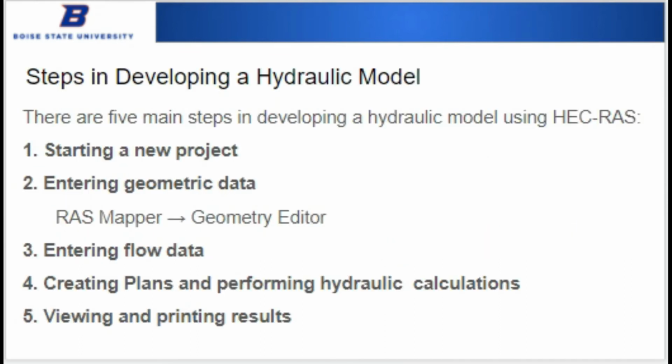So there are 5 steps in developing a hydraulic model. So we start with our new project. Second, we use RAS Mapper to enter geometric data, and we also go into the geometry editor, depending on what we are modeling. Then we will enter flow data such as cross sections, or in 2D models, we'll have to enter initial and existing conditions. 4, then we would create plans to perform the hydraulic calculations. And 5, we would want to view and print our results.